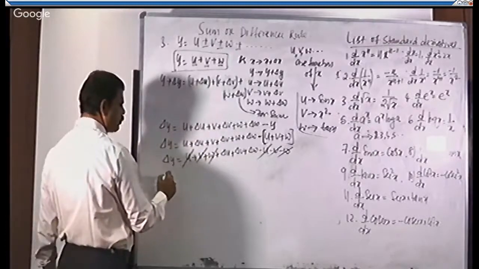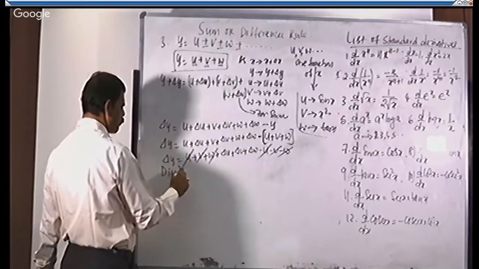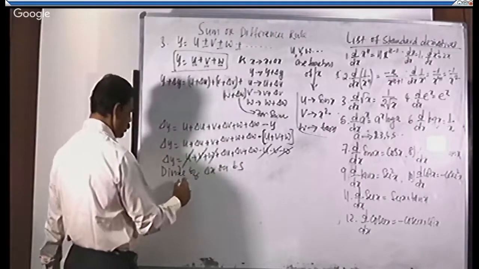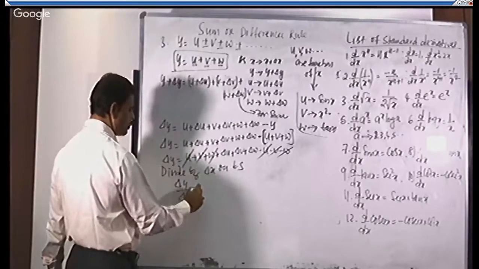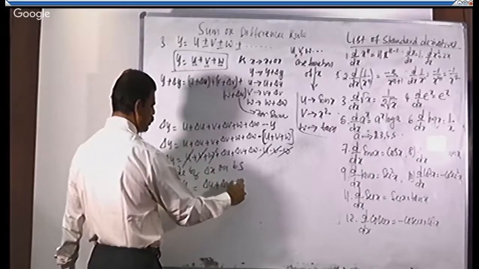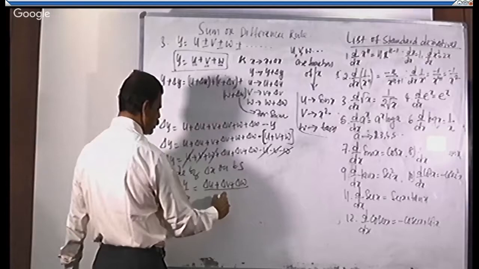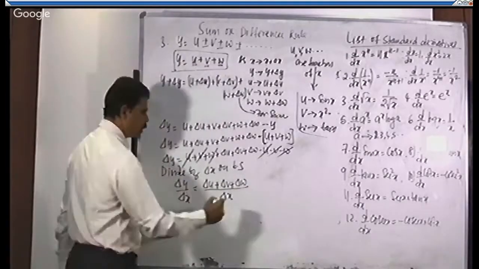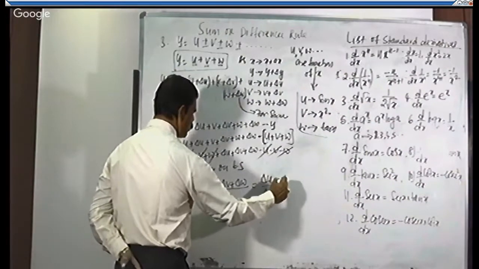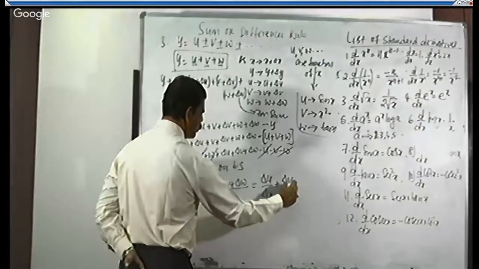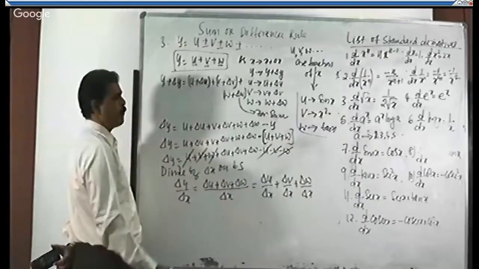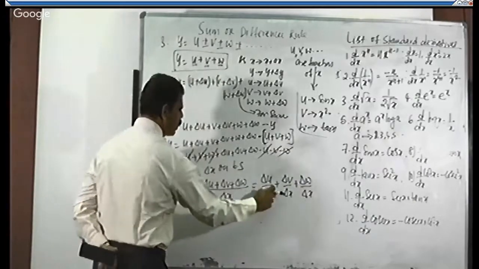Now, what is our next step? We have to divide by delta x on both sides. So it becomes delta y by delta x is equal to delta u plus delta v plus delta w, all divided by delta x. So it can be taken like this: delta u by delta x plus delta v by delta x plus delta w by delta x. If I take minus here, finally you will have minus symbols here.